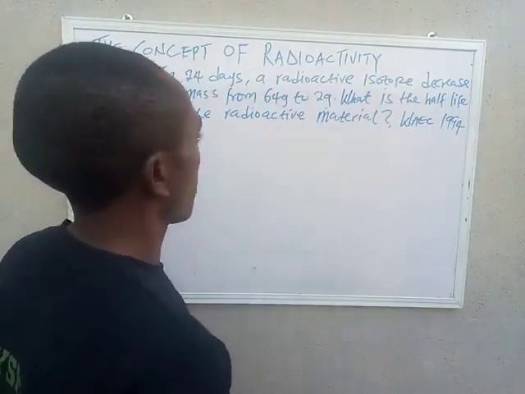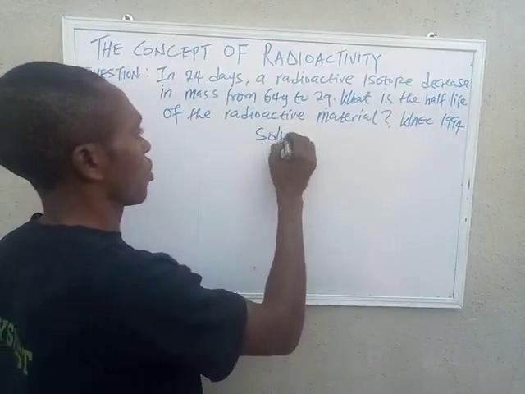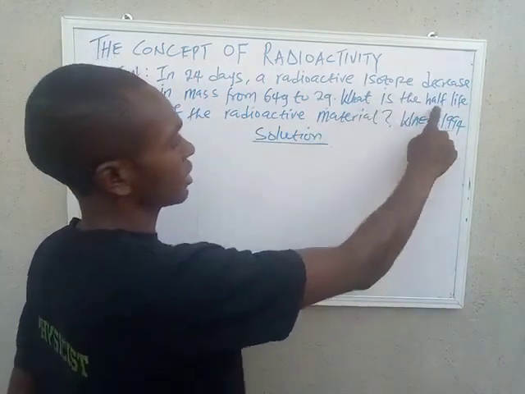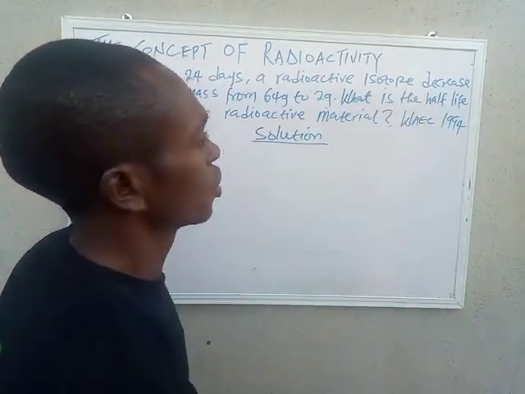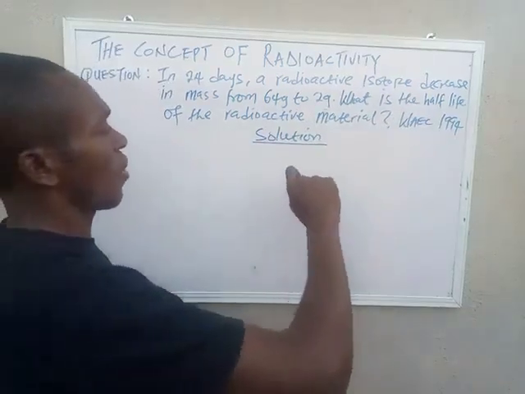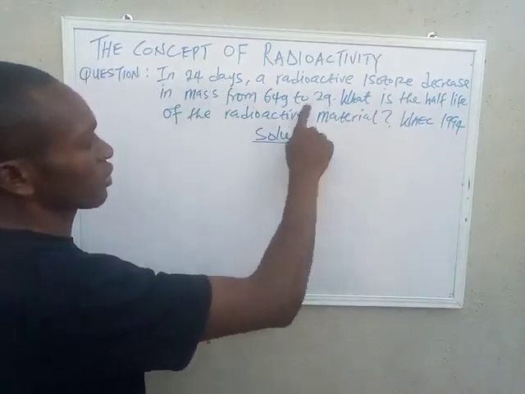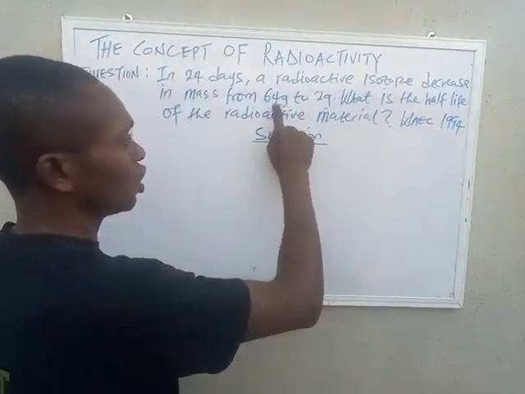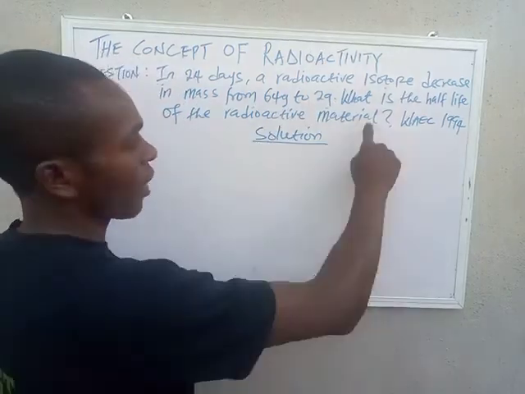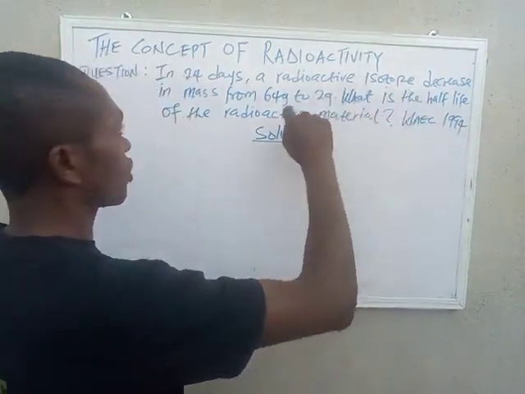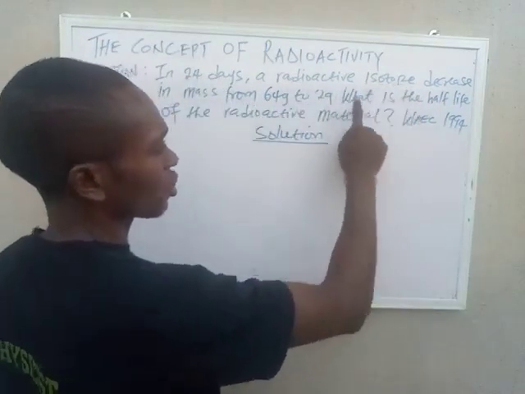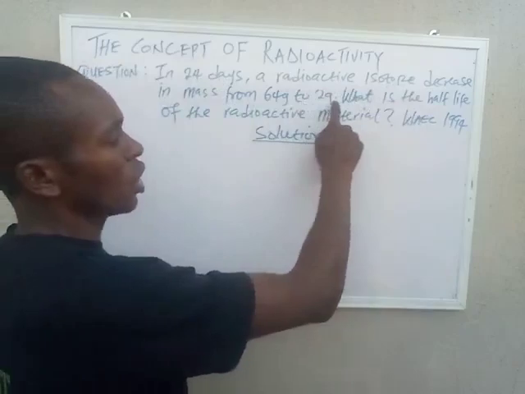Now, what we're going to do is this. The question is centered on half-life. So we will look for the number of half-lives that we are going to have in 24 days for this radioactive isotope to reduce from 64 grams to 2 grams.